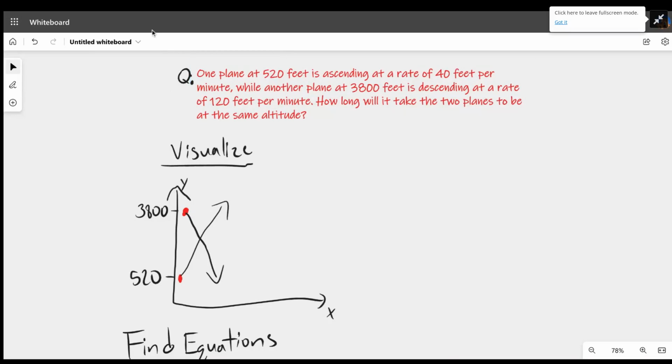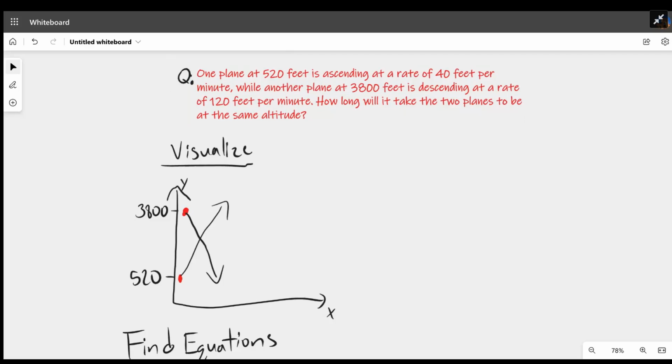All right, so the question asks: one plane at 520 feet is ascending at a rate of 40 feet per minute, while another plane at 3,800 feet is descending at a rate of 120 feet per minute. How long will it take the two planes to be at the same altitude? So the first thing I'm going to do is underline important terms that stick out at me.